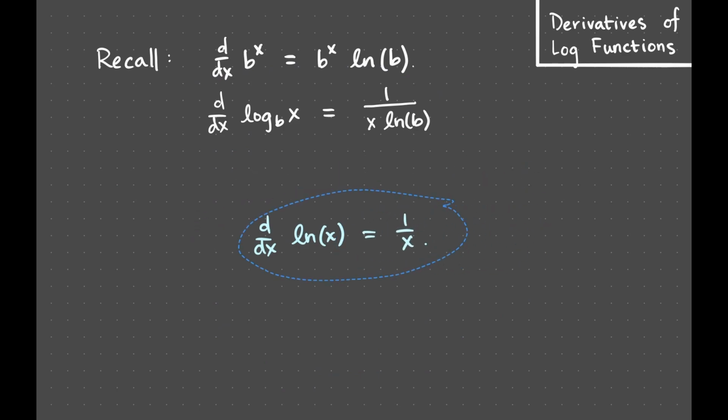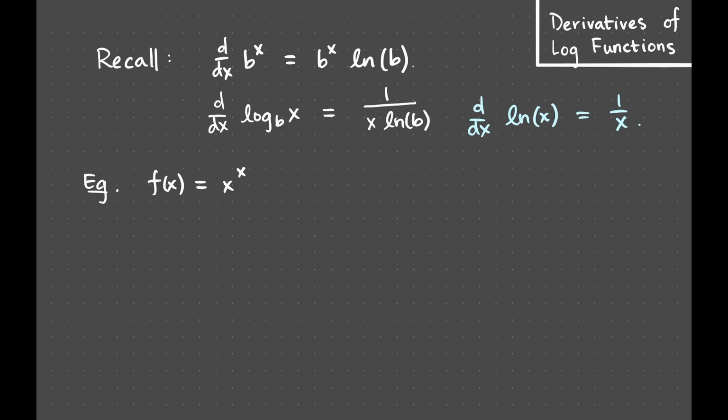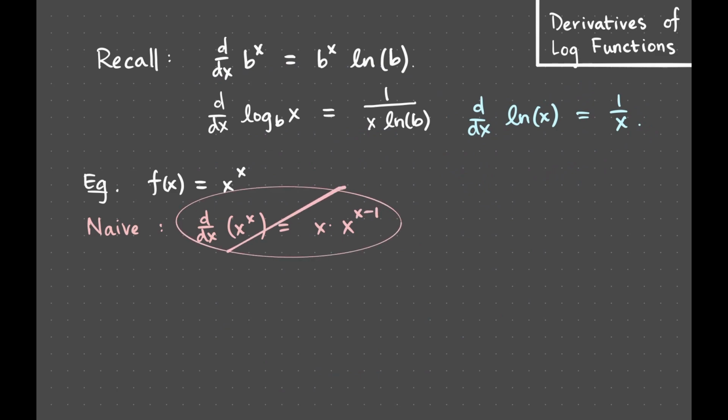Equipped with all of these derivatives then, it's possible to compute the derivatives of even more complicated functions, such as those for which x appears in both the base and the exponent. For example, let's look at the function f of x equals x to the x, and let's try to compute its derivative. Well, at first glance, it appears that f is a power function, and so naively, power rule might be tempting to apply, which might suggest that the derivative is just given by x times x to the power x minus 1. But this turns out to be entirely wrong.